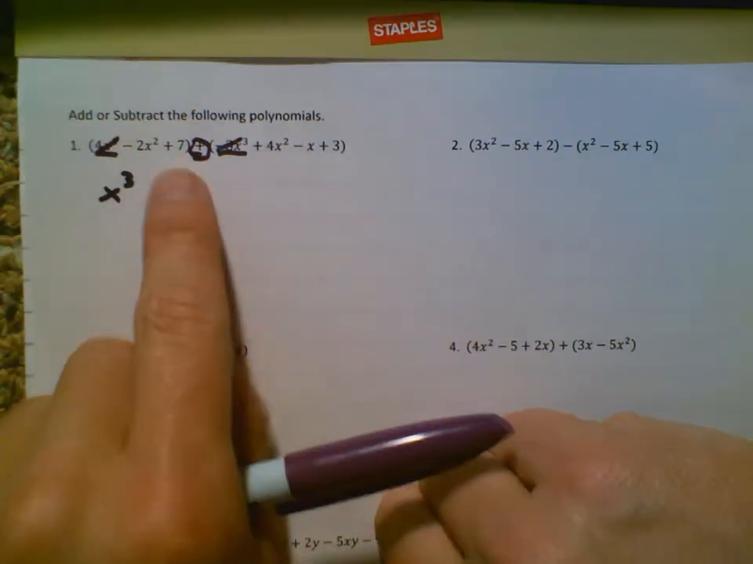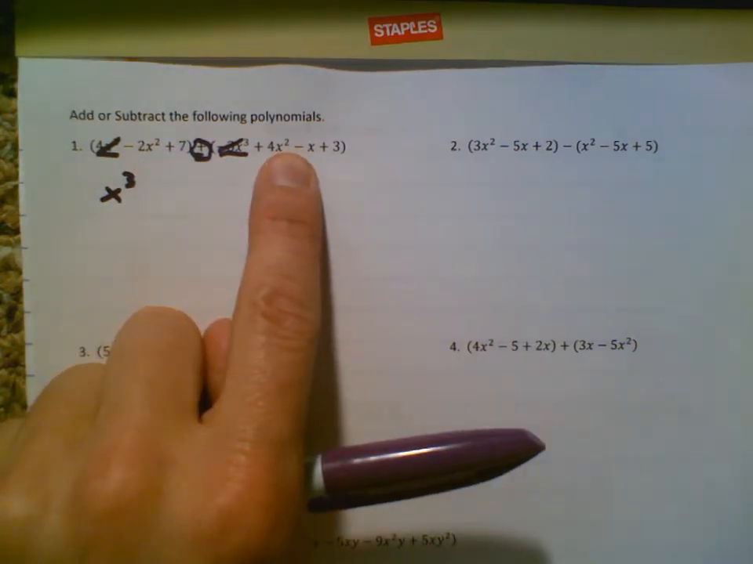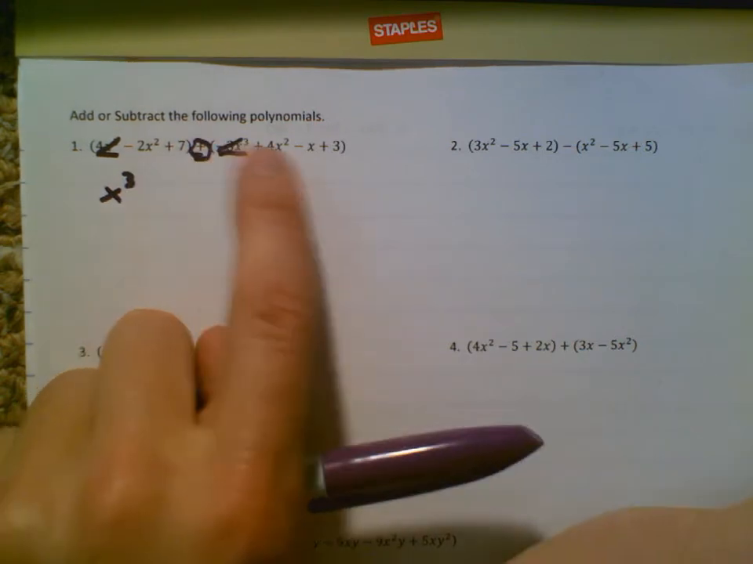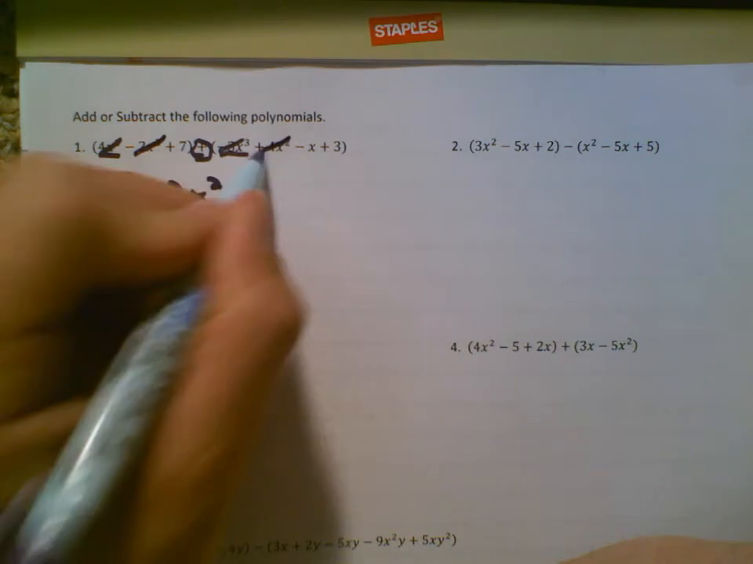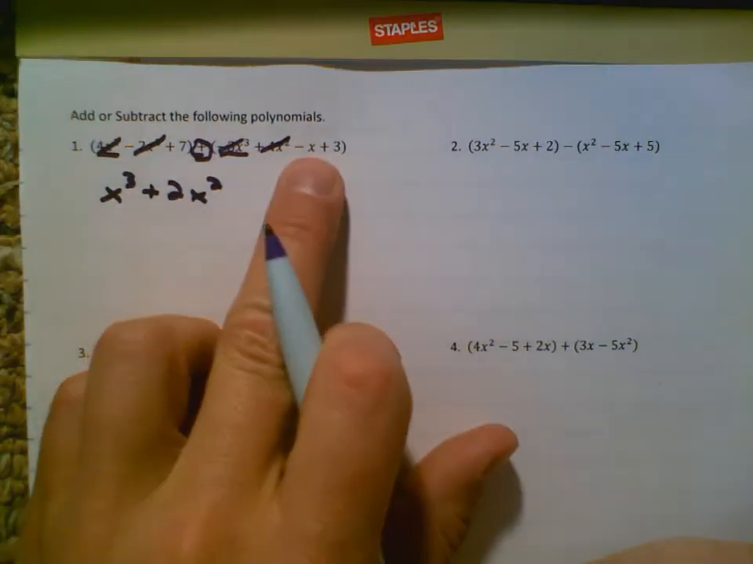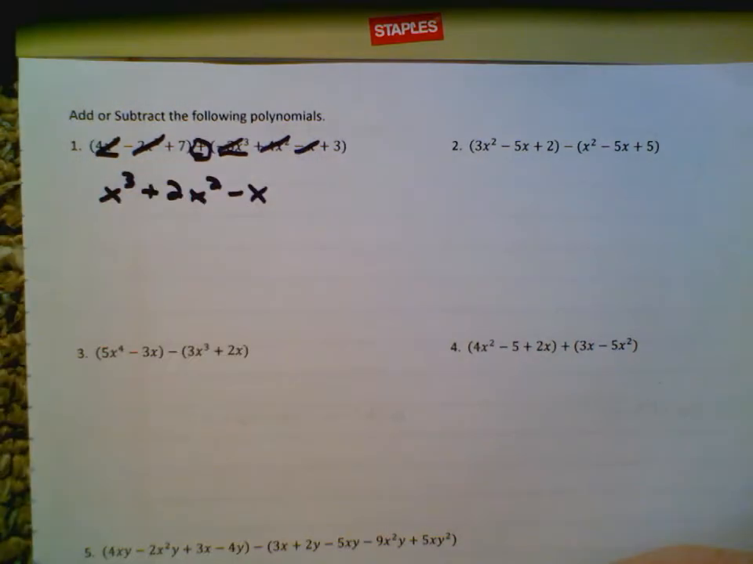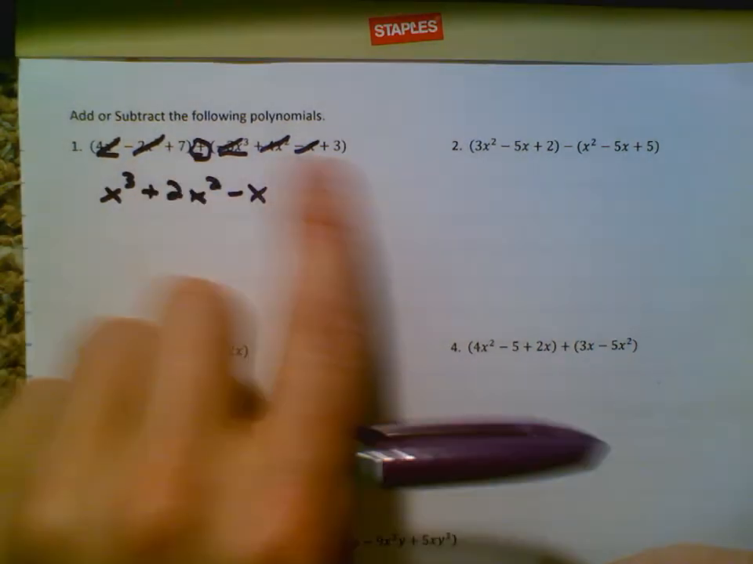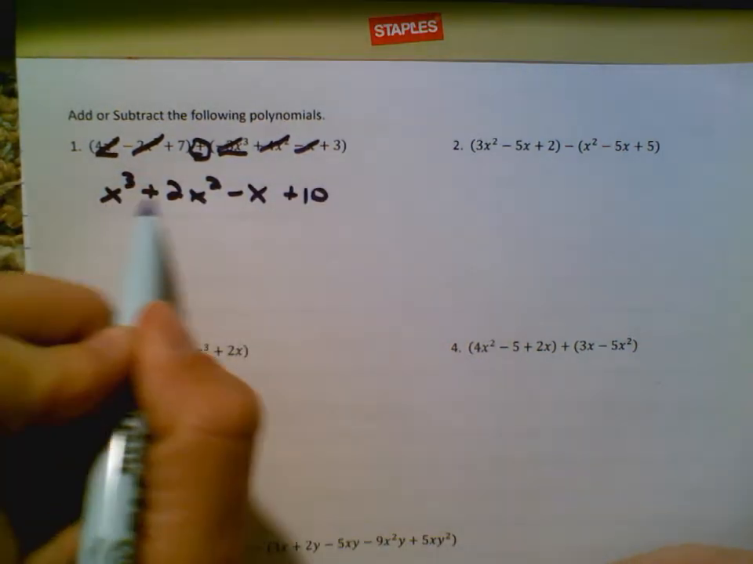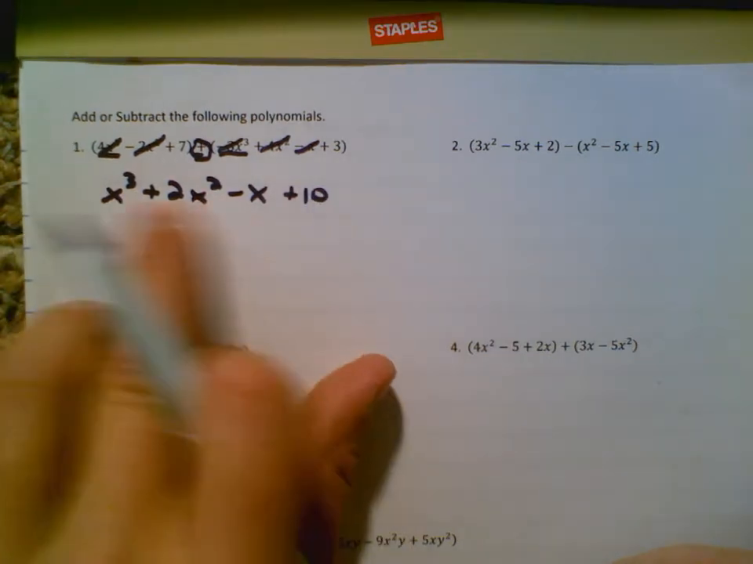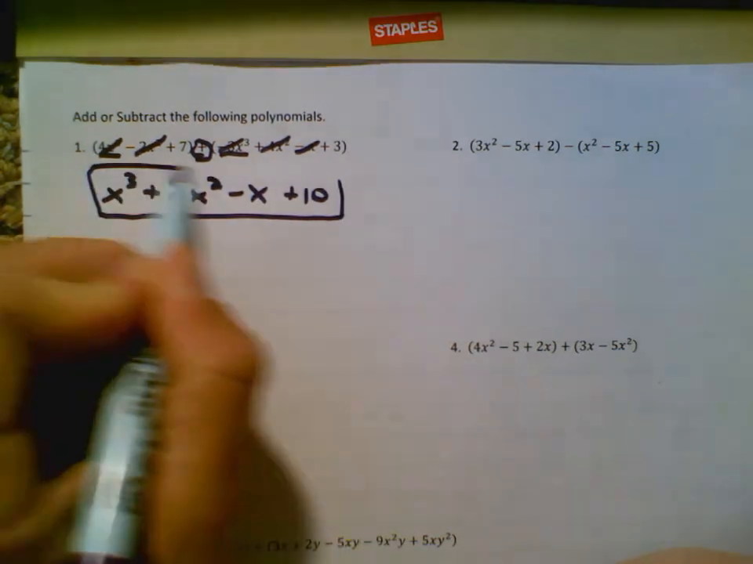Then I look at the next one. I have negative 2x squared, and I'm adding 4x squared. If I take negative 2 and I add 4 of them, I now have 2x squared. Then I notice I have a negative x here. I have no other x's, so I just jot that one down. I just have negative x. And then if I take 7 and I add 3, I get 10. None of these are like terms. This one's to the third, that one's to the second, this is to the first, and this one doesn't have an x. So this is my final answer.